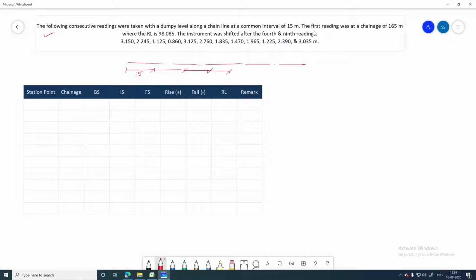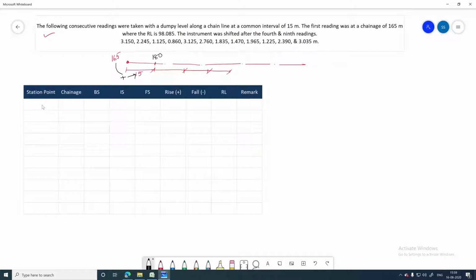Now the first reading was at a chain edge of 165 meter. So this first reading is at a chain edge of 165 meter. Consider this is the second station point. At this station point, what will be the value of chain edge? That is nothing but this 165 plus this distance. So 165 plus 15 will be equal to 180, right?